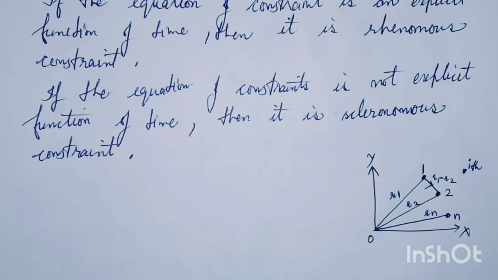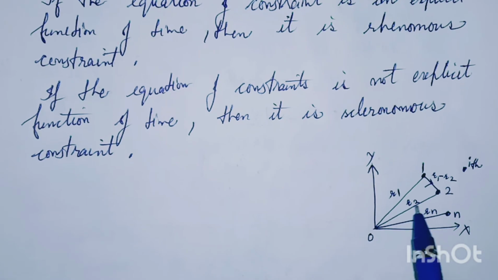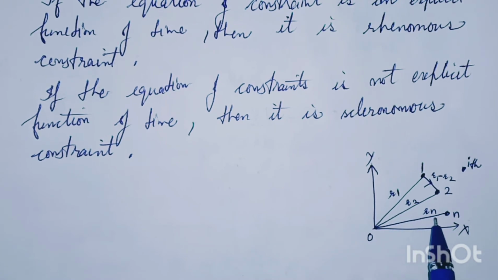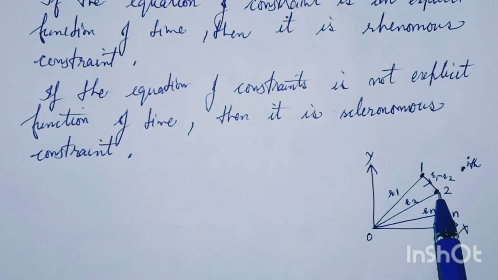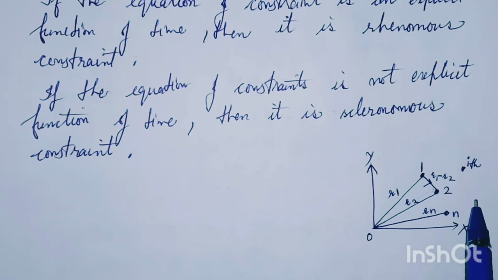In this system, when we apply constraints on this number of particles, the coordinates ri are no longer independent. Those coordinates are connected to each other by the equation of constraint and become dependent on each other.